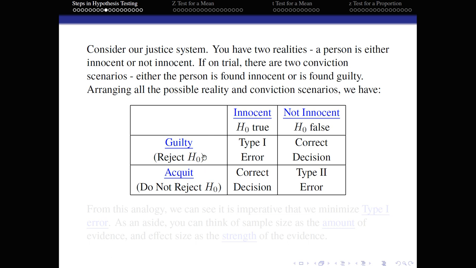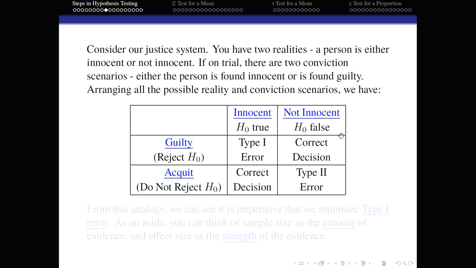So if you're innocent, but the jury declares that you're guilty, so on the left side here is the jury declares you guilty or acquits you, and then you're actually innocent or not innocent, that's the top. So if a jury declares you're guilty, but you were actually innocent, that's a bad thing. That puts an innocent person in prison, and that's the type 1 error. Now, if you weren't innocent and the jury declares you guilty, that's a good thing. That puts a guilty person behind bars. We like to see that. Now, if you're innocent and the jury lets you go, that's a good thing. That lets an innocent person go. We like to see that.